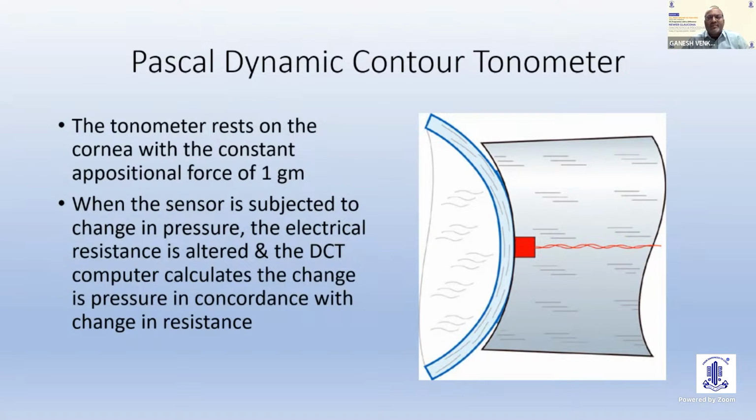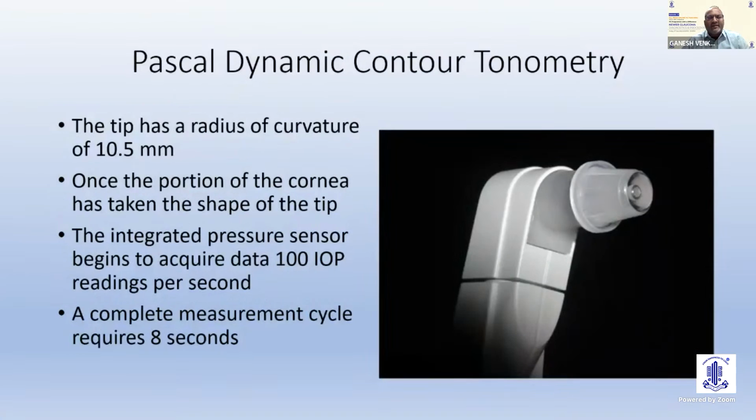So this is how the mechanics of that work. The curvature has a radius of 10.5 millimeters, and it takes about 100 IOP readings per second. The whole cycle is completed in 8 seconds, and then you get an output. The advantage is that other factors of the cornea are taken away, and it is very useful for patients who have undergone refractive surgery or are planning to undergo refractive surgery. And you can have serial monitoring of the so-called true intraocular pressure.